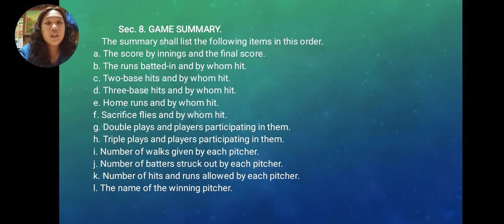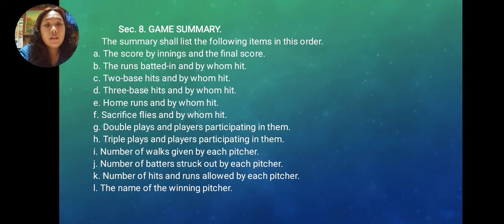So the summary shall list the following items in this order: for letter A, the score by innings and the final score. Letter B, the runs batted in and by whom hit. Letter C, 2 base hits and by whom hit. Letter D, 3 base hits and by whom hit. Letter E, home runs and by whom hit. And letter F, sacrifice flies and by whom hit. Then letter G, double plays and players participating in them. Letter H, triple plays and players participating in them.